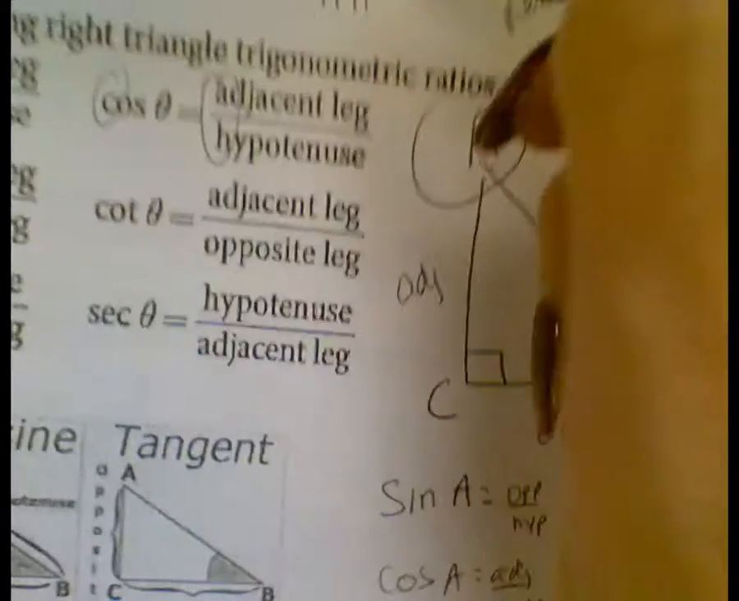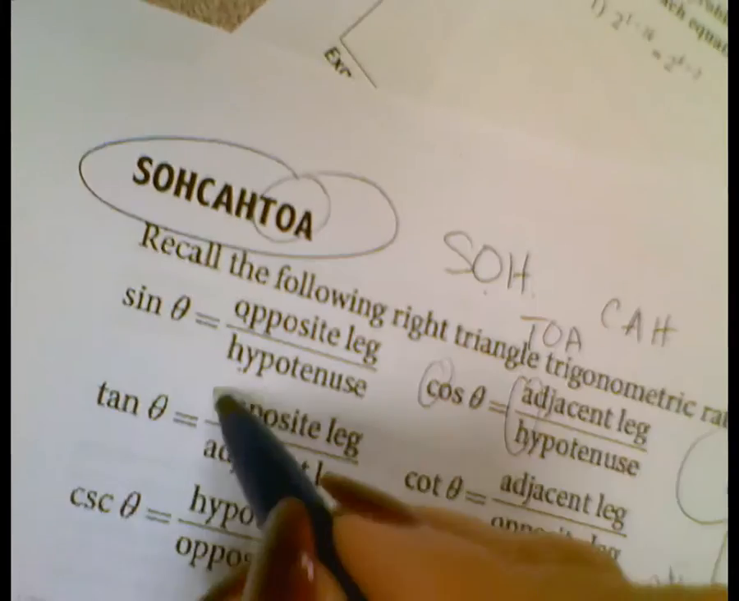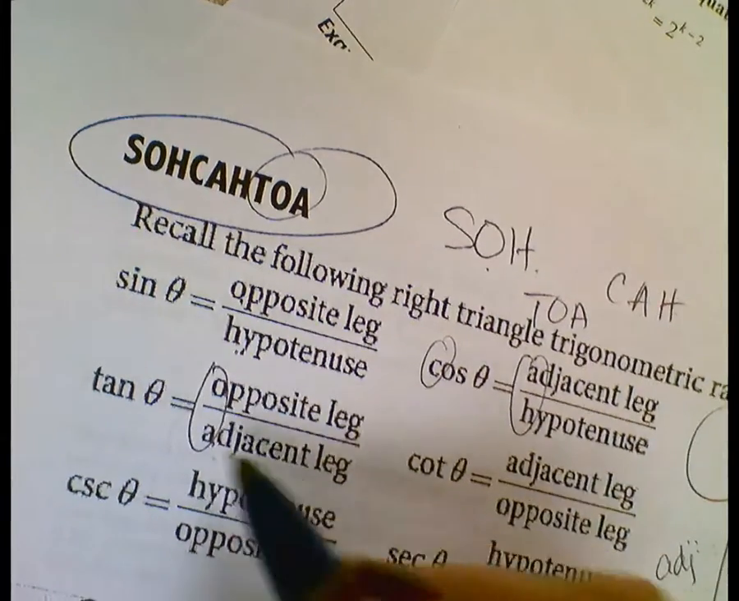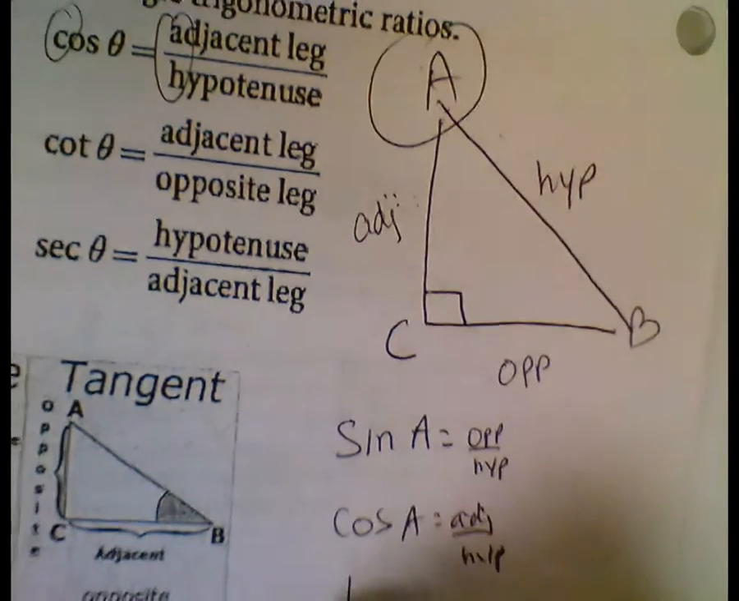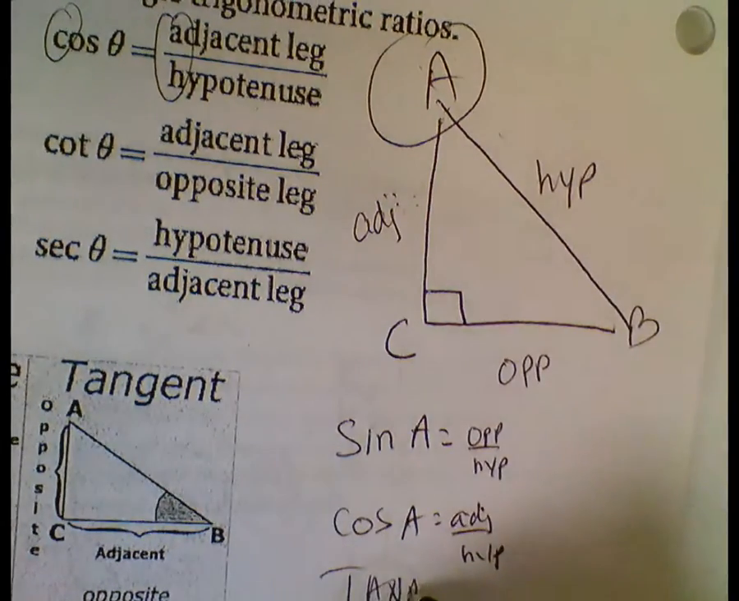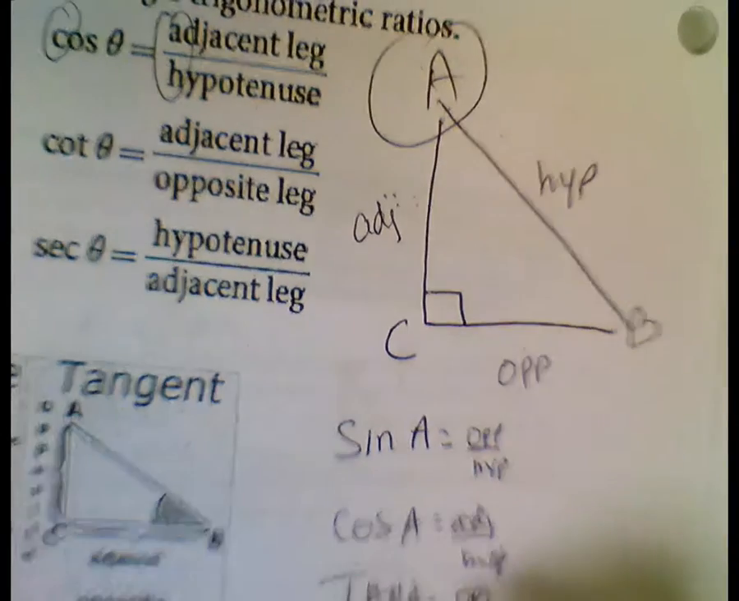Then you have tangent. TOA. Right here. See it? TOA. Opposite over adjacent. Tangent never involves the hypotenuse. It never involves the diagonal. So the tangent of A would be opposite, straight across, over the one right next to it.